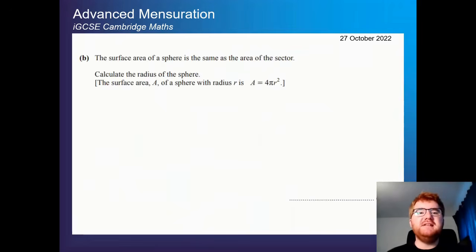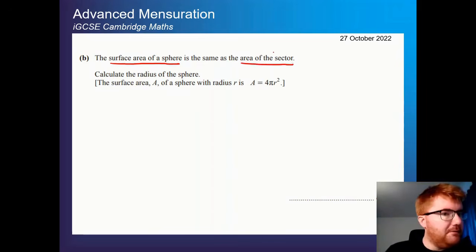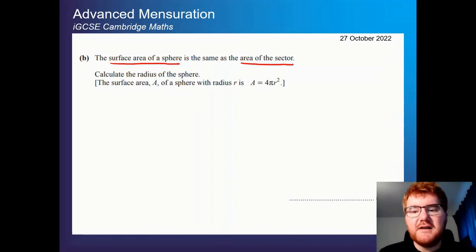Now part B is the surface area of a sphere, so underlining the key information here, is the same as the area of the sector. Now notice this is the area of the sector, not the perimeter anymore, and we need to work out the radius of the sphere. So we're given the formula, so that's very, very useful. It says A equals 4 pi r squared.